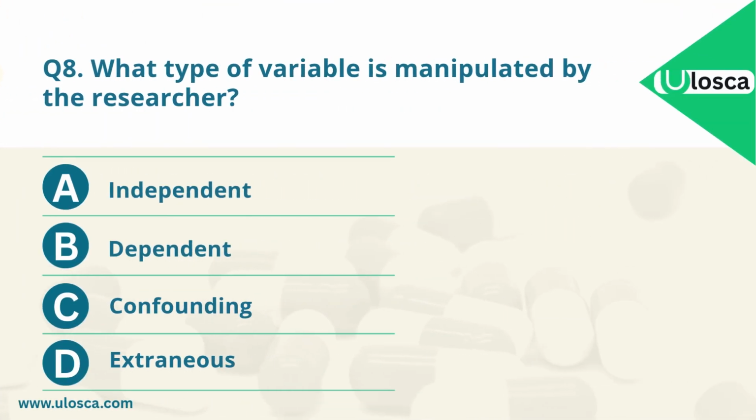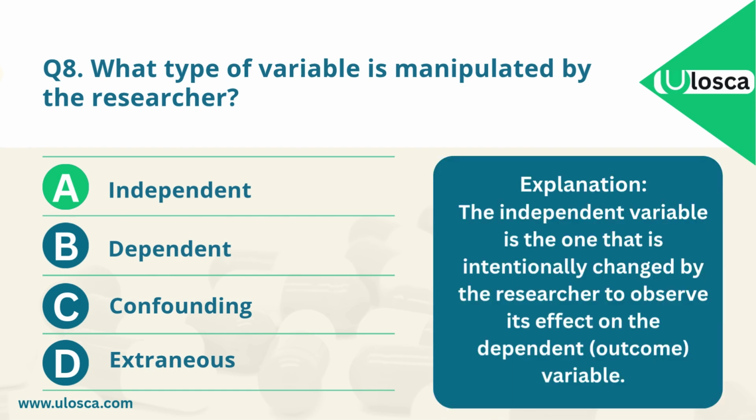The correct answer is A. Independent. Explanation. The independent variable is the one that is intentionally changed by the researcher to observe its effect on the dependent variable.